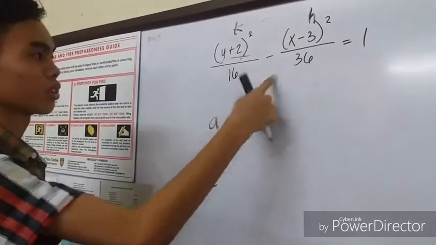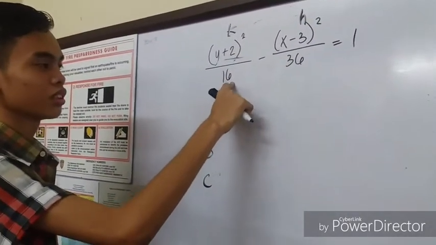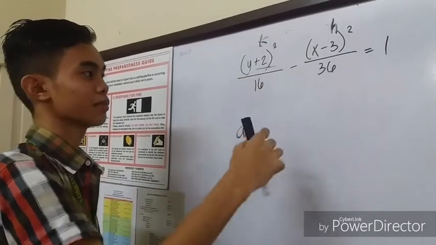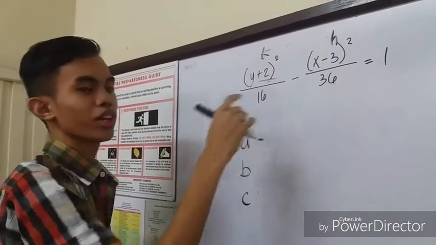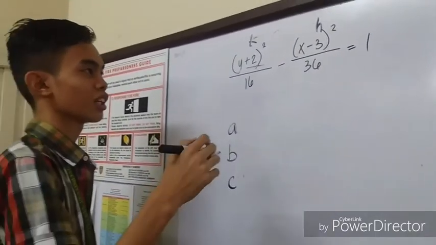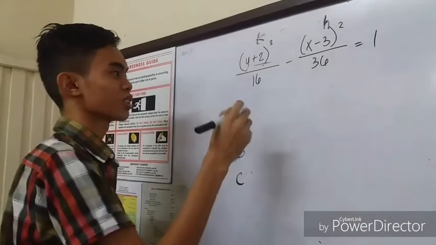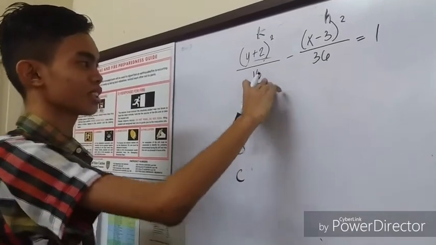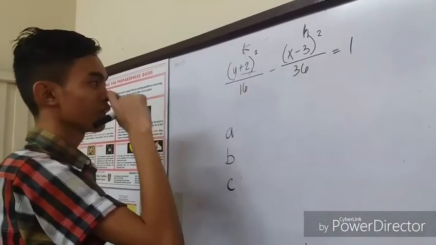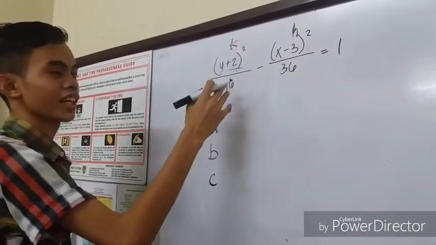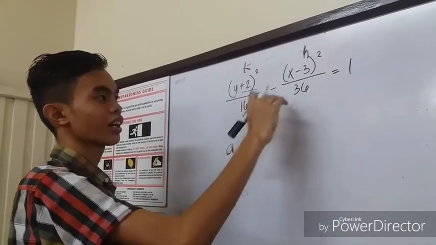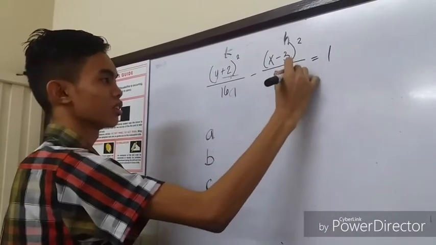In the denominator, 16 and 36, unlike ellipse, where A is always greater than B, in hyperbola, it differs. So even though 16 is lesser than 36, we will always equate the left side of the equation as our A, while the right side is our B.